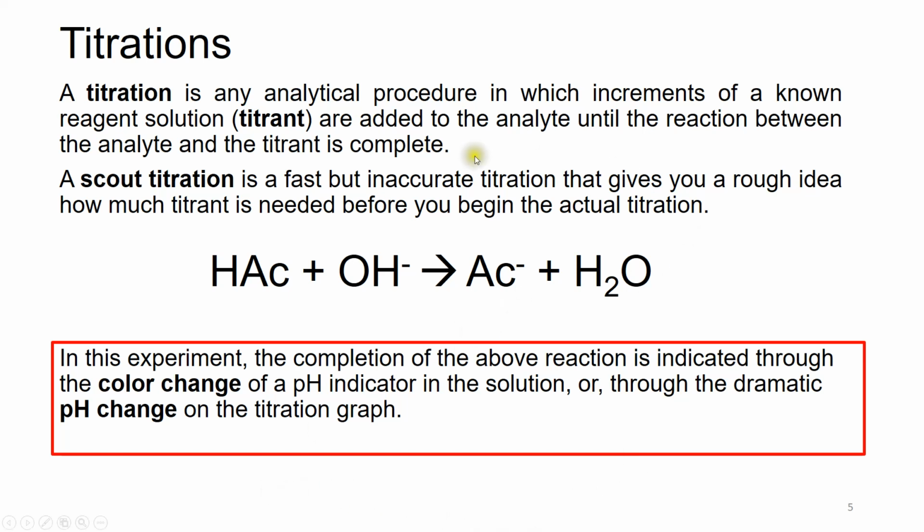In this experiment, we're going to look at, again, the reaction between acetic acid and sodium hydroxide. The completion of this reaction is indicated either through the color change of a pH indicator or through a dramatic pH change on the titration graph on your computer screen. Sometimes we use both. We use a pH indicator in the solution, and also a pH probe to record the pH value of the solution and display the titration graph on a computer using a software called Logger Pro.